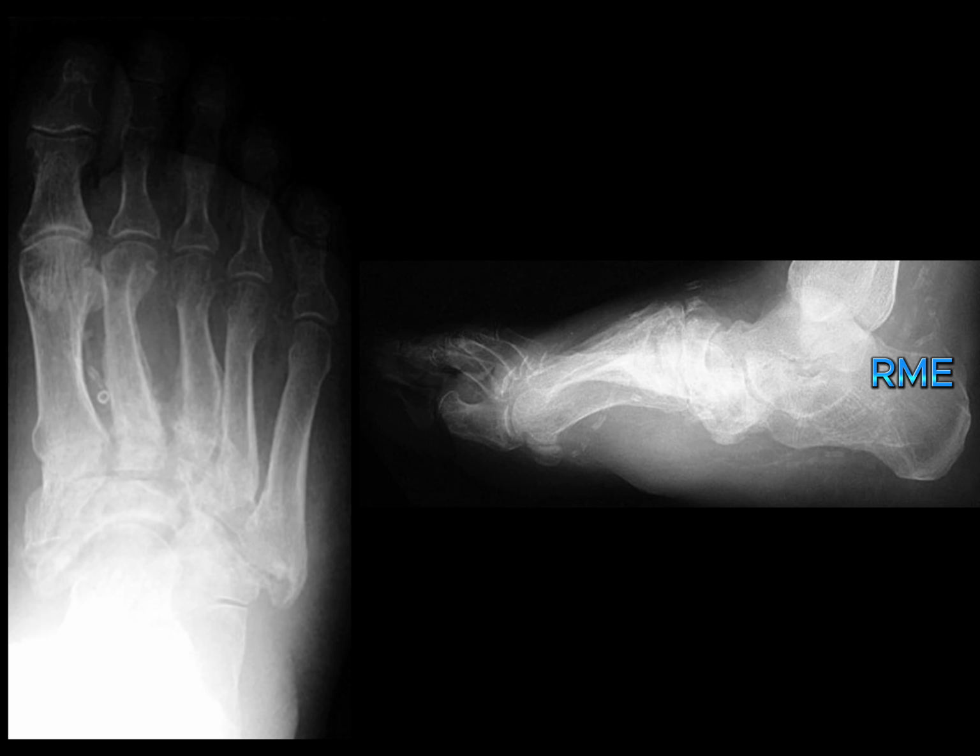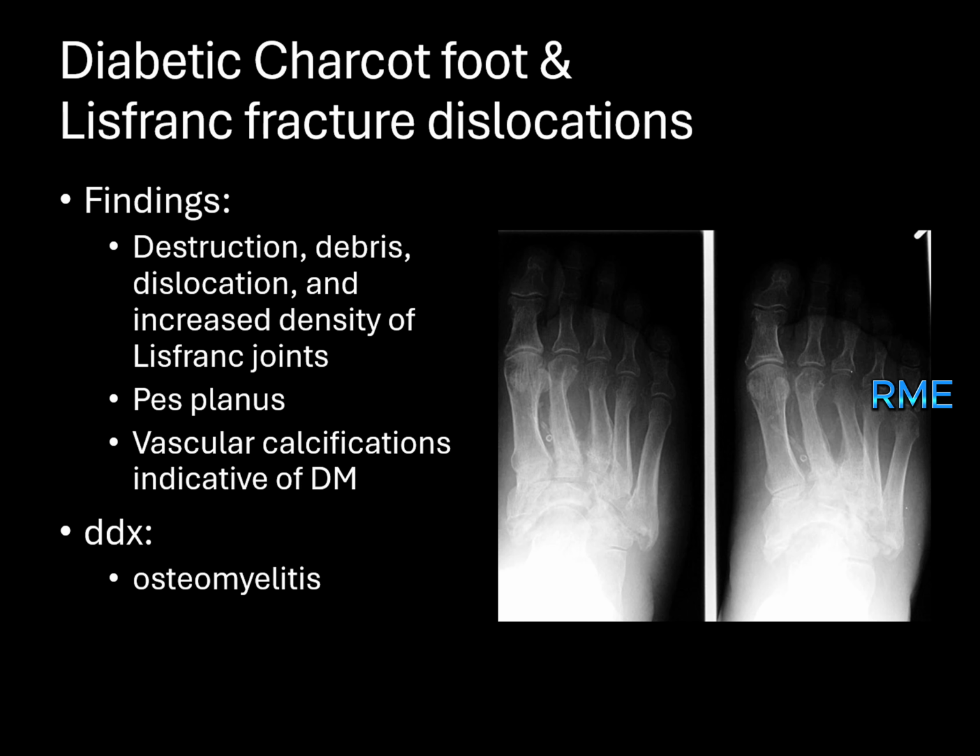What abnormalities do you notice in this image? This image shows destruction, debris, dislocation, and increased density of the Lisfranc joints with pes planus and vascular calcifications indicative of diabetes. This pattern is characteristic of diabetic Charcot foot with Lisfranc fracture dislocations.